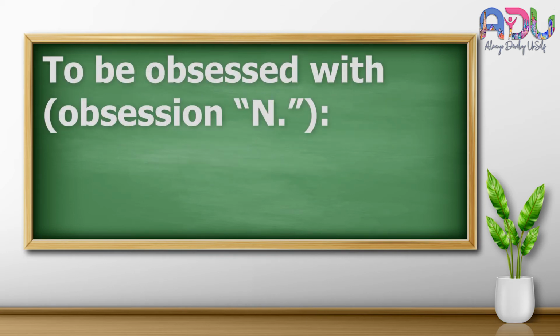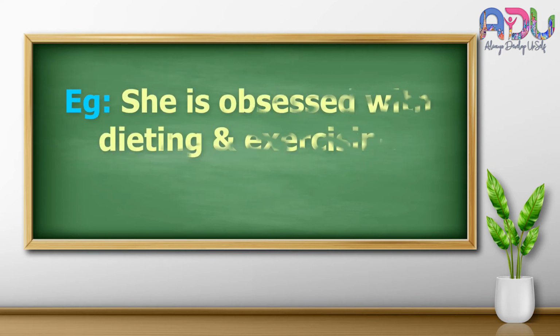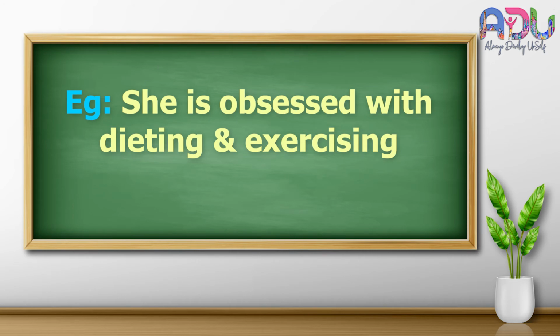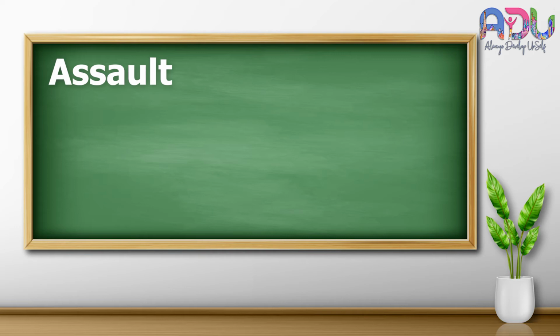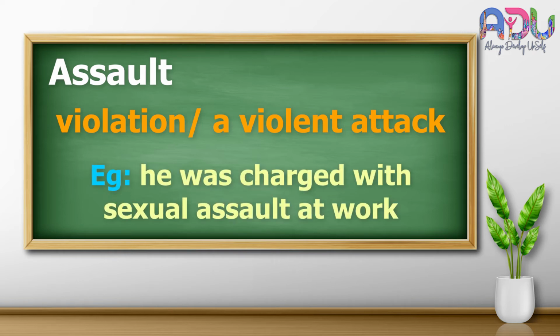33. To be obsessed with. Its noun is obsession and it means unable to stop thinking about something. For example, she's obsessed with dieting and exercising. 34. Assault. Assault means violation or a violent attack. For example, he was charged with sexual assault at work.